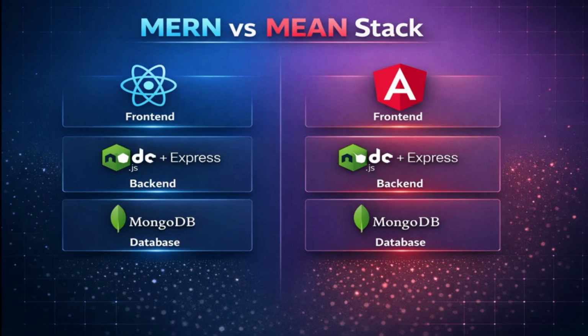The key difference between these two stacks lies in the front-end technology. MERN uses React, which is lightweight and flexible, while MEAN uses Angular, which is more structured and feature-rich. Both stacks are powerful choices, and selecting between them depends on project requirements, development style, and team expertise.